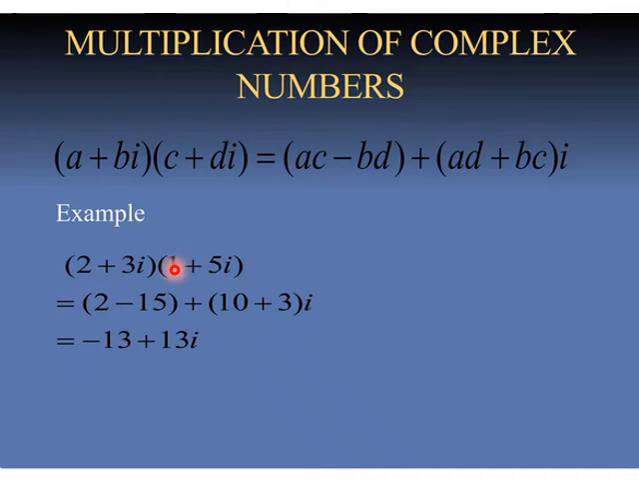So 2 into 1 is 2. 2 into 5 is 10i. 3i into 1 is 3i. And 3i into 5i is 15i square, which is minus 15. So 2 minus 15 will be minus 13. 10i plus 3i will be 13i.